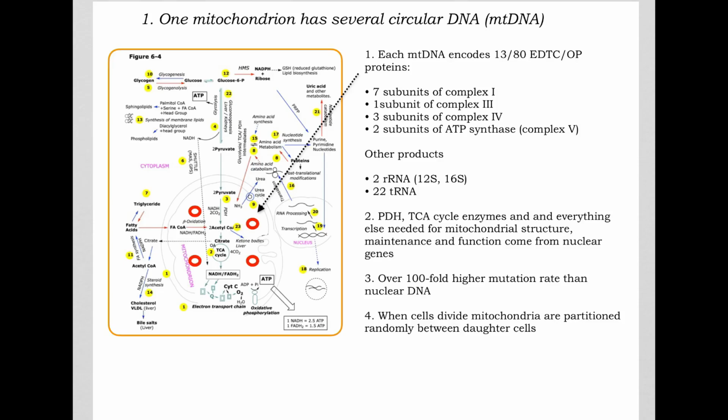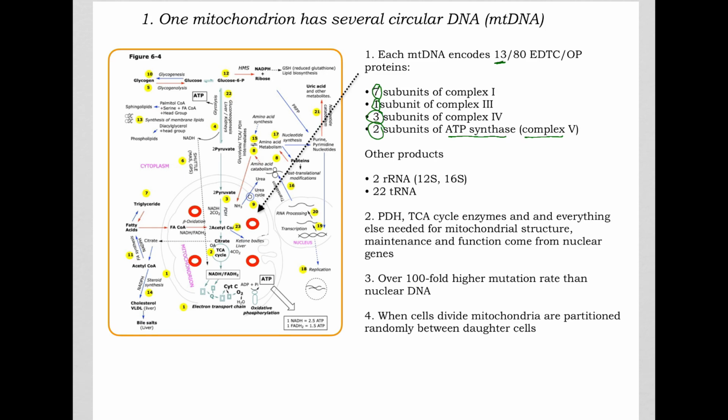Each mitochondria has several DNA and each cell has several mitochondria, so it's not unusual to see almost about 1,000 mitochondria per cell. Each mitochondrial DNA encodes for about 13 out of 80 proteins that are needed for the electron transport chain oxidative phosphorylation. These 13 proteins include 7 subunits of complex 1, 1 subunit of complex 3, 3 subunits of complex 4, and 2 subunits of ATP synthase, sometimes called complex 5.